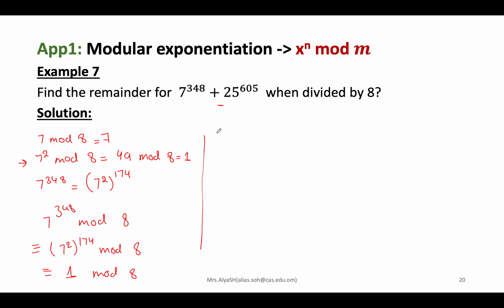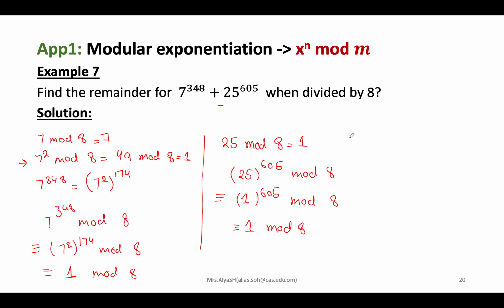Now let's check the second number, and we have 25 mod 8. If I divide 25 by 8, I'm getting the remainder as 1. So no need to change anything here. We know that 25 to power 605 mod 8 is congruent to 1 to power 605 mod 8. So here we have the remainder as 1.